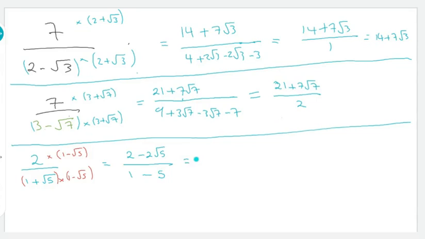And then this becomes 2 minus 2 root 5, all divided by minus 4. In actual fact, we can simplify this a bit further. If I factorize the top, I get 2 open bracket 1 minus root 5, all divided by minus 4. I can divide top and bottom by 2. That gives me 1 minus root 5 over minus 2. So there we go.